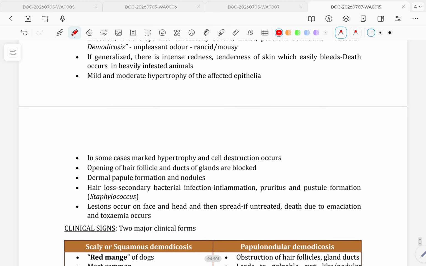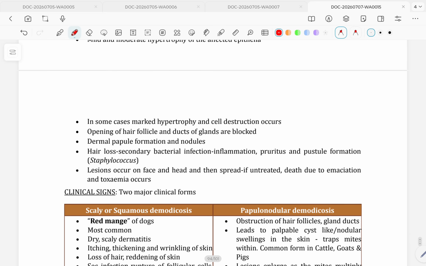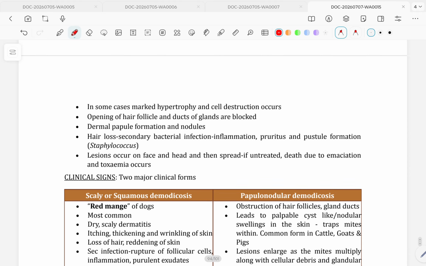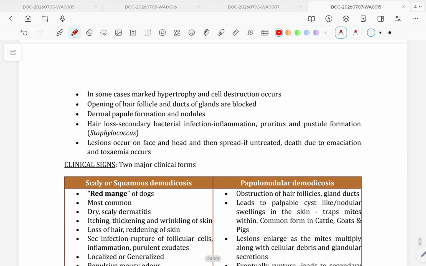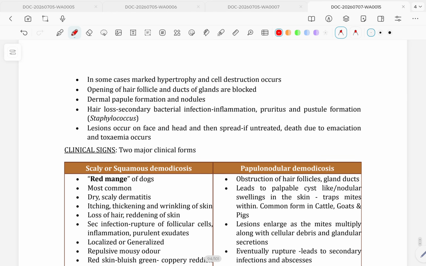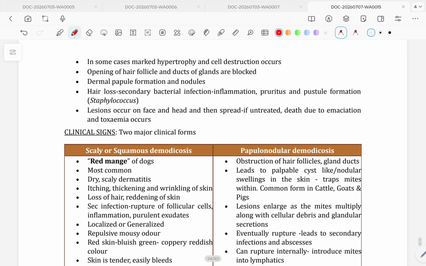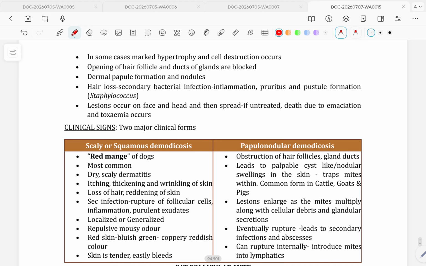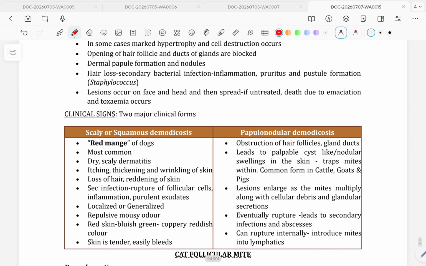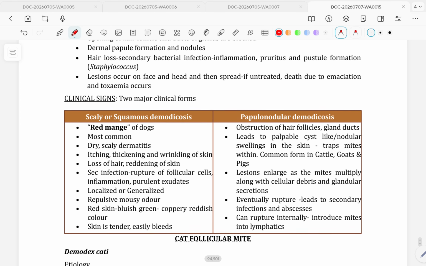Mild and moderate hypertrophy of the affected epithelia. In some cases, marked hypertrophy and cell destruction occur. Openings of hair follicles and ducts of glands are blocked. Dermal papillae and nodule formation, hair loss, secondary bacterial infection, inflammation, pruritus and pustule formation, Staphylococcus. Lesions occur on the face and head and then spread. If untreated, death due to emaciation and toxemia occurs.